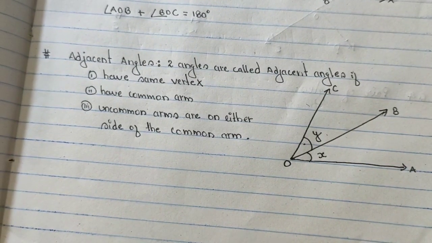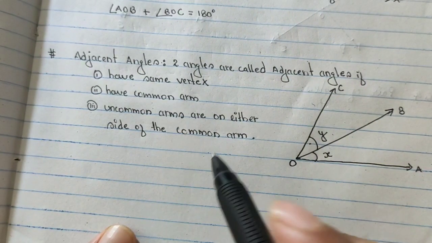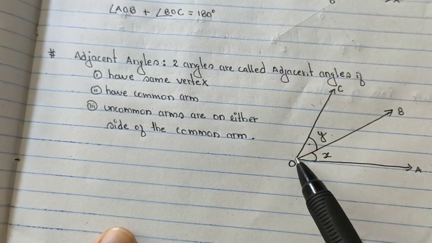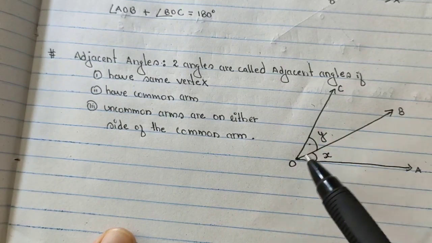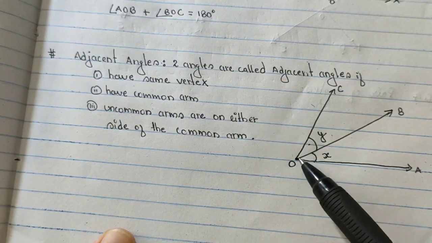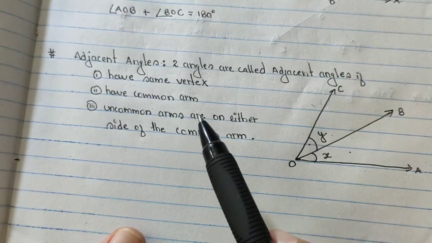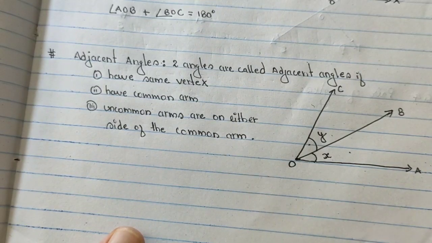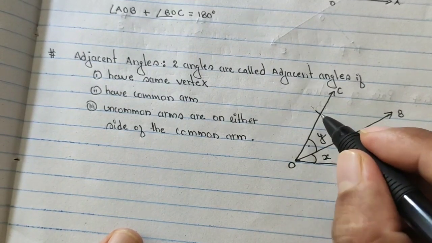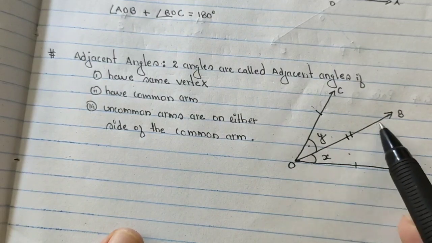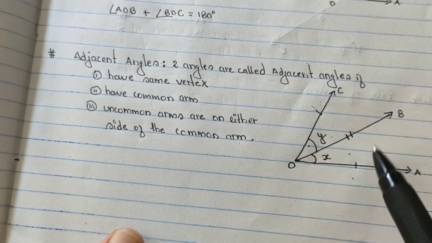what are adjacent angles? Two angles are called adjacent angles if they have the same vertex. Two angles x and y have the same vertex. They have a common arm, angle AOB, angle BOC. So here the common arm is OB for both angles, and the uncommon arms are on either side of the common arm. This is your common arm and this is your uncommon arm, which is on either side of your common arm. Uncommon arms are on either side of their common arm. This is common, these two are uncommon.